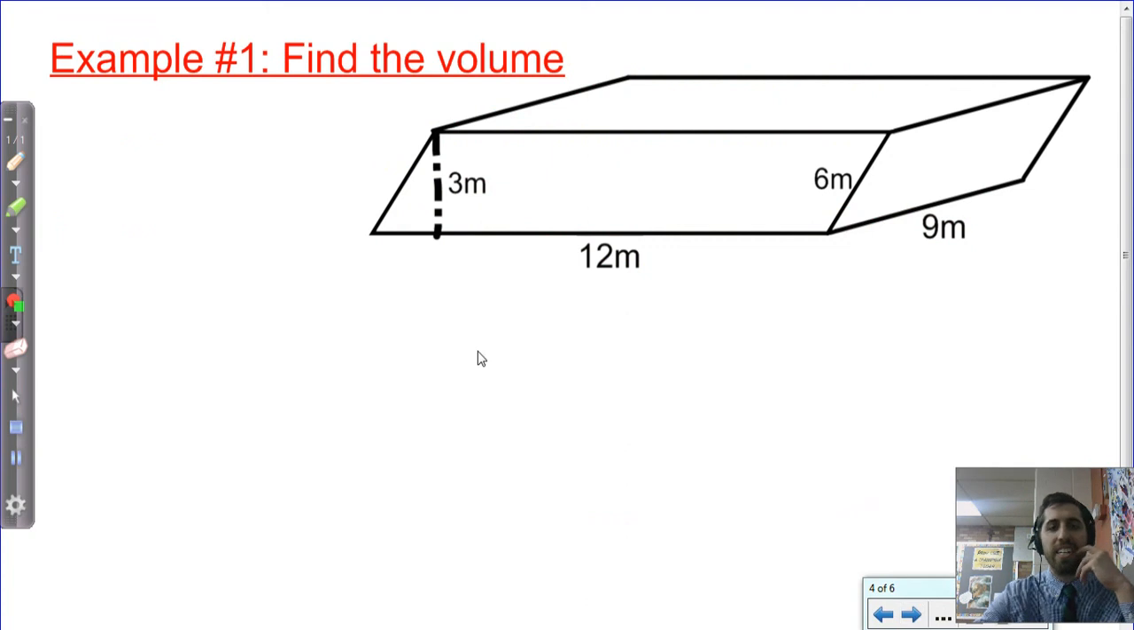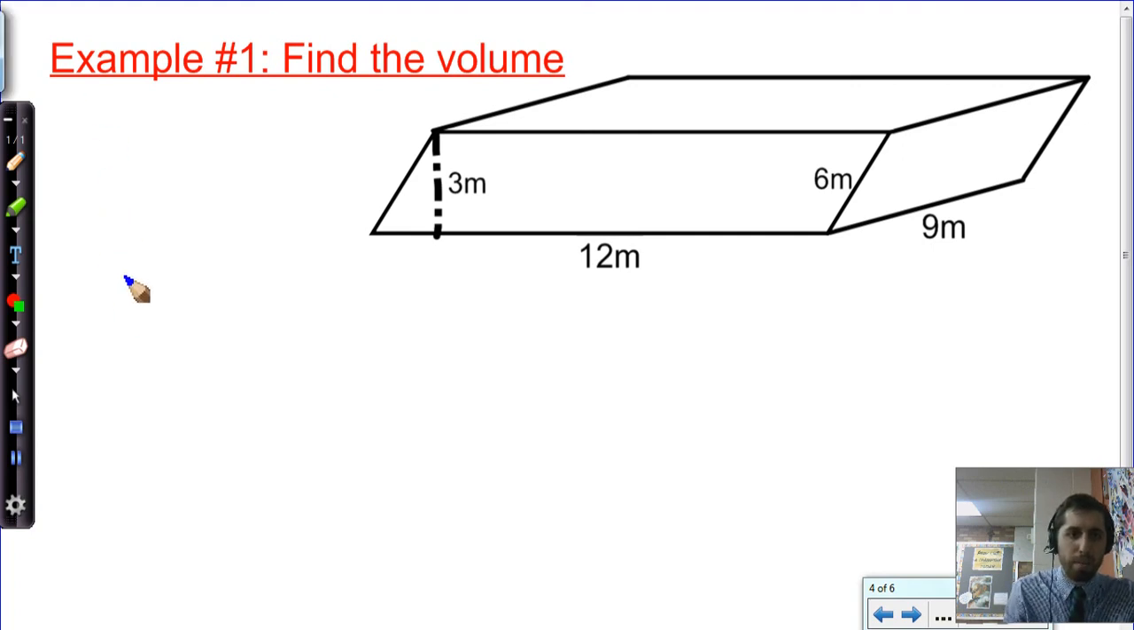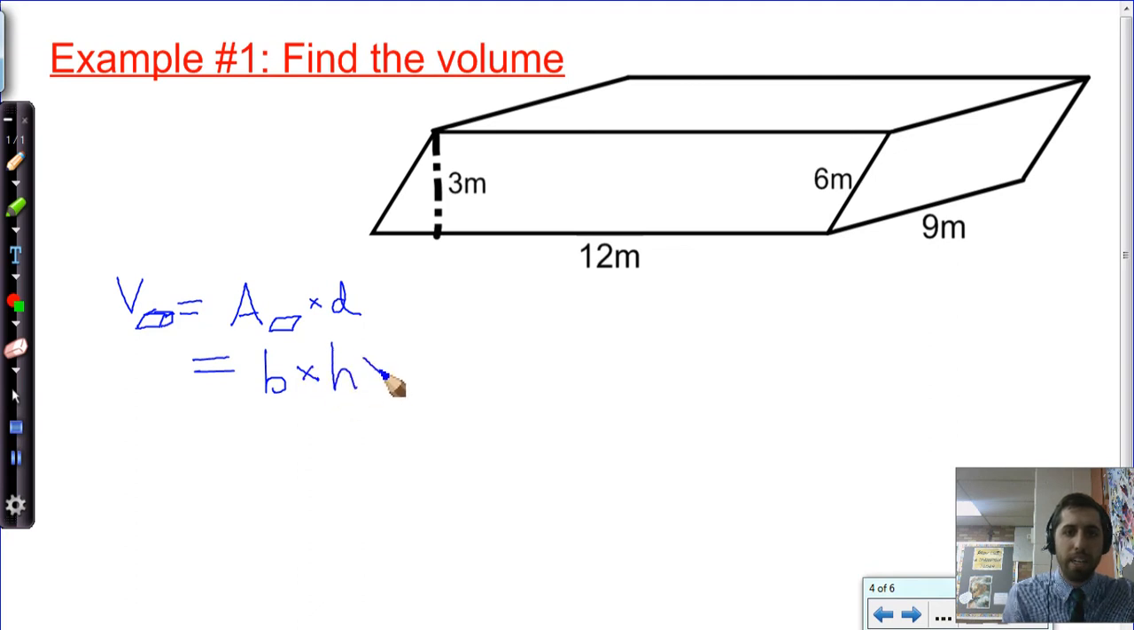So let's see what it looks like. This first one says find the volume. And what we have here, hopefully you see, is a parallelogram prism. I know that the volume of a parallelogram prism is going to be equal to the area of a parallelogram times the depth, or however many layers there are. And what's the area of a parallelogram? We know that's base times height. So this is just going to be base times height times depth.